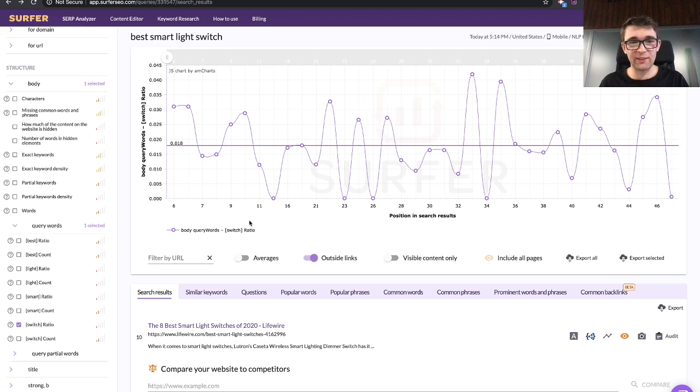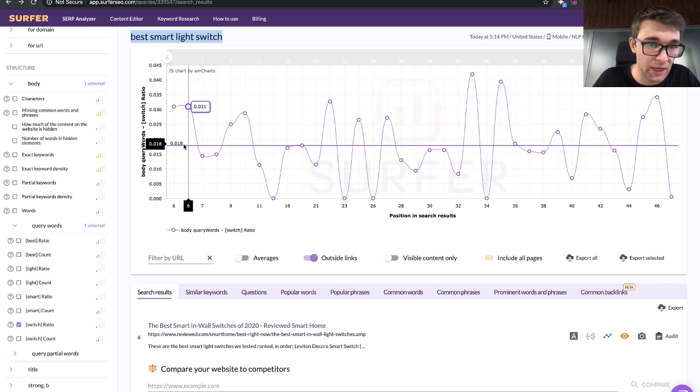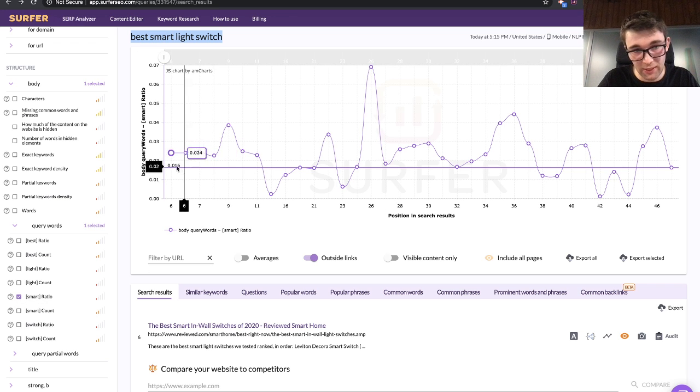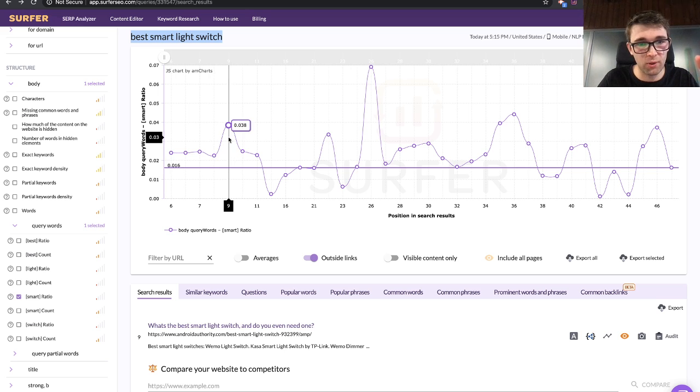There is some place in the top 10 that we can place ourselves in, but the problem is that we are over-optimized. We are spammy, using the best smart light switch 13 times. So that's the problem for this page. It should be decreased by at least half, and specific terms like switch and smart should be increased. We are using switches 18 times at this point, while the best competitors are using 31 times. So we should increase the switches frequency as well as the smarts frequency. We are using 16 times per thousand, while they are using 24, 38.